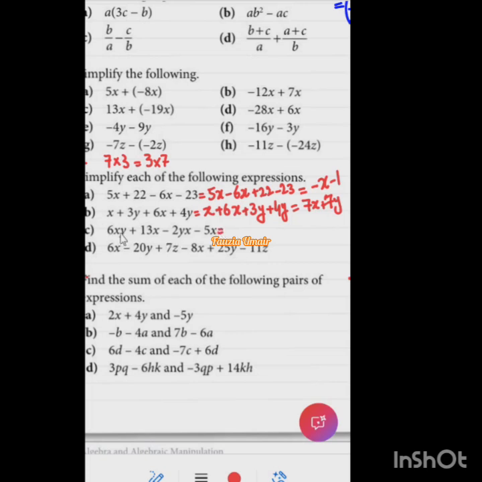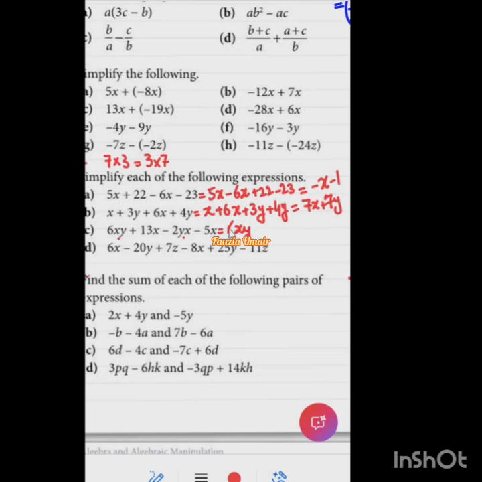This is also 6xy and this is also minus 2xy, or that's yx, right. And anyhow, we know the definition of like terms. The definition says that the variables and their powers should be the same. There is nothing like their order should be the same or not. So the variables are x and y here also and here also. And the powers are 1 in both, right? So they are like terms. So we can write them together.